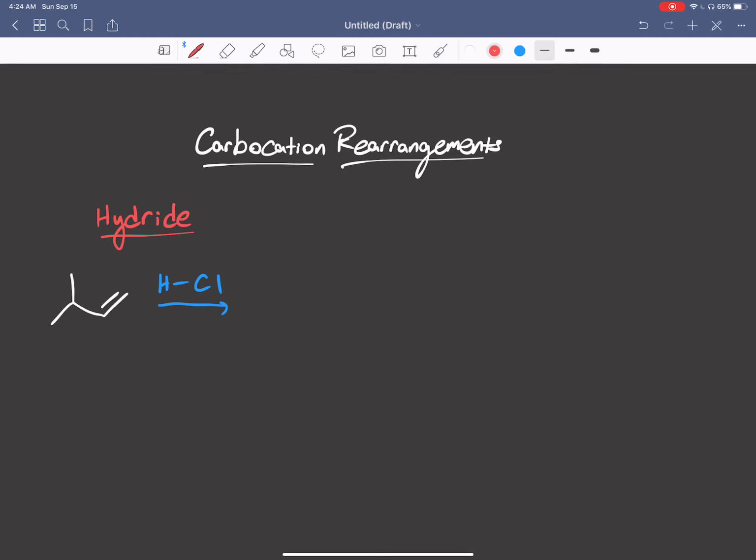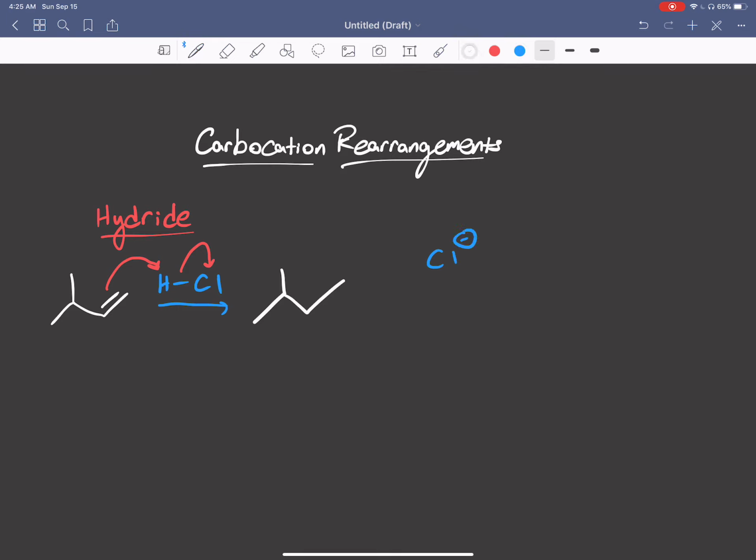Let's use what we've seen from the previous videos of how this is going to react. The double bond is going to come in. It's going to attack that hydrogen. This bond is going to break. And so our product, or the intermediate of this reaction, we're going to have a chlorine here, negative charge.